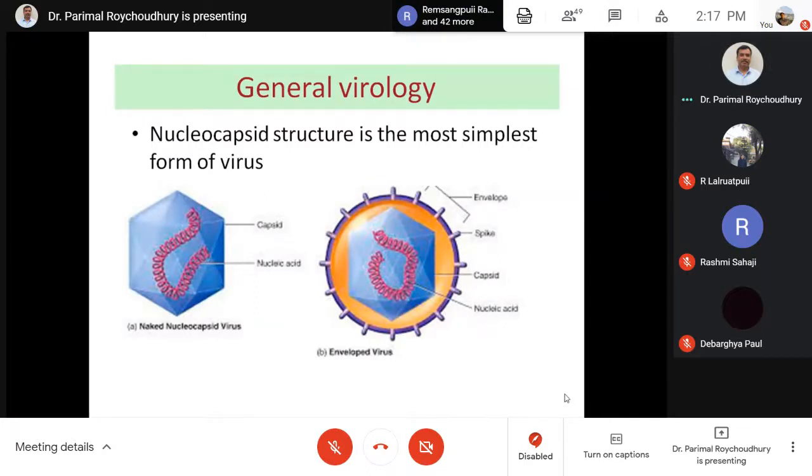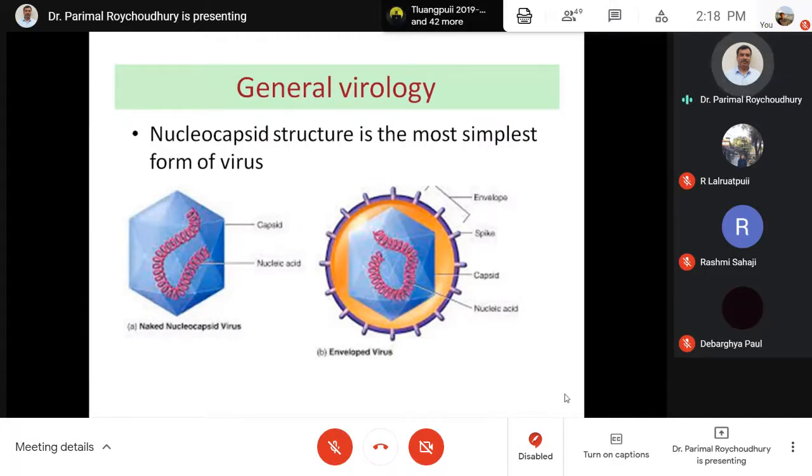And thereafter, we started giving some discussion about the viruses and how they differ from other living organisms. As such, why we don't call it an organism, rather we call it a particle, a virus particle. So basically, these two kinds of viruses, the simplest forms, the naked nucleocapsid viruses, simply we call this the nucleocapsid structure of the viruses. There are many viruses which exist in nature simply as nucleocapsid structures.